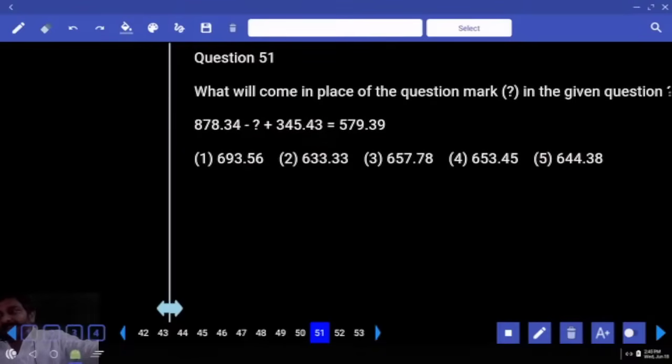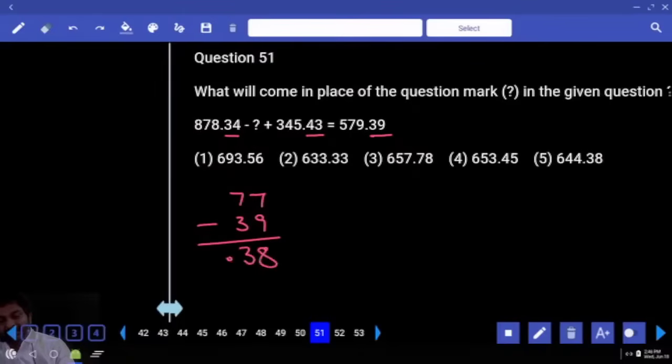X is in left hand side. Take that to right hand side. Right hand side number will come to left hand side. Yes. After decimal, 34, 43, positive numbers, 77. From right hand side, if it comes to left hand side, it becomes 39 only. Subtract 40, add 1. 30. So the answer should end with 0.38. Fifth option.